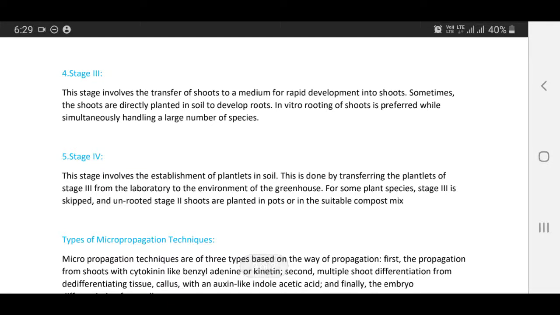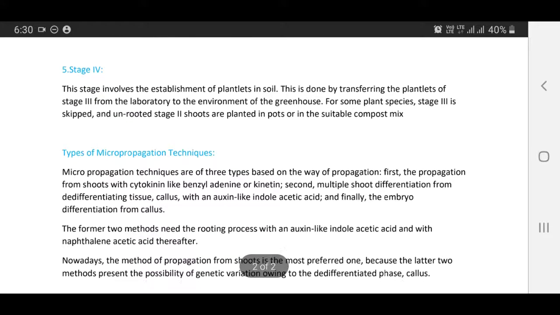Stage 4. This stage involves the establishment of plantlets in soil. This is done by transferring the plantlets of stage 3 from the laboratory to the environment of the greenhouse. For some plant species, stage 3 is skipped and unrooted stage 2 shoots are planted in pots or in a suitable compost mix. This is the outdoor stage. Generally, tissue culture plants are acclimatized in greenhouse conditions, and subsequently these plants will be transferred to the field for production purposes.